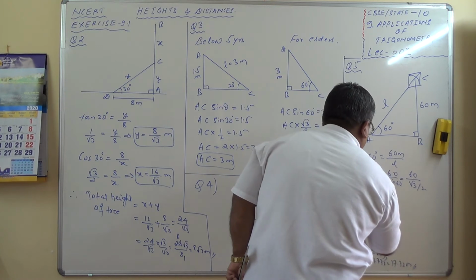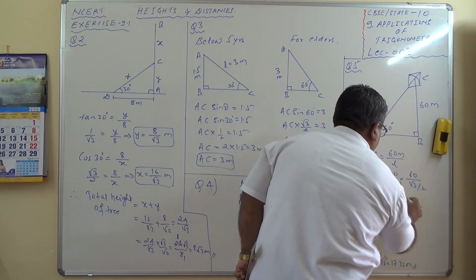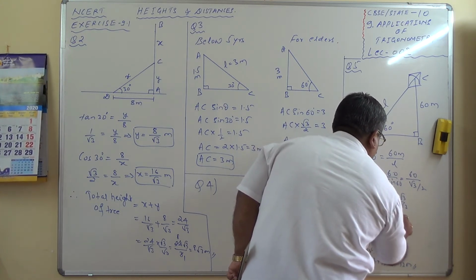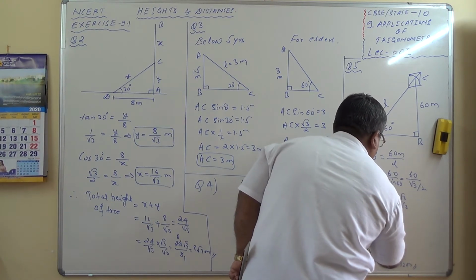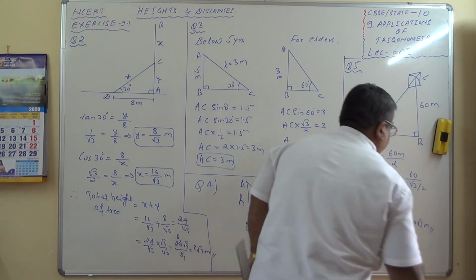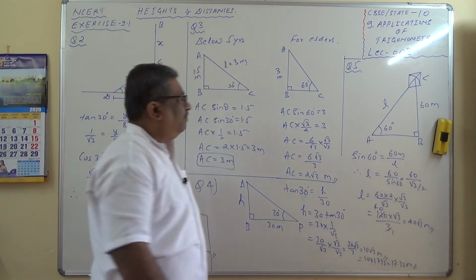Therefore, L equals 60 into 2 divided by root 3 into root 3 by root 3, which equals 120 root 3 divided by 3, which is 40 root 3 meter. Now 40 root 3 meter should be the answer. Let us check this. Yeah, it is the same. So note down the next problem.